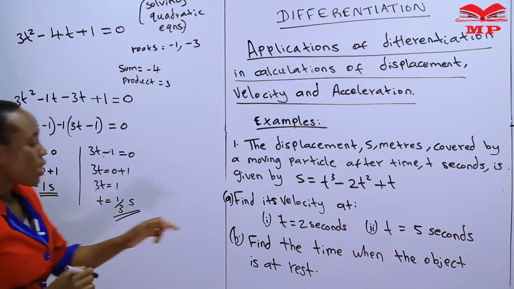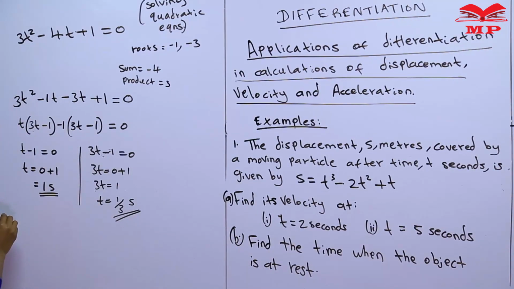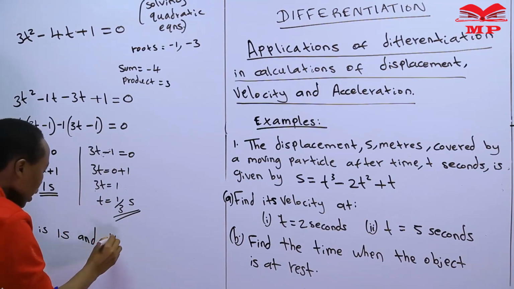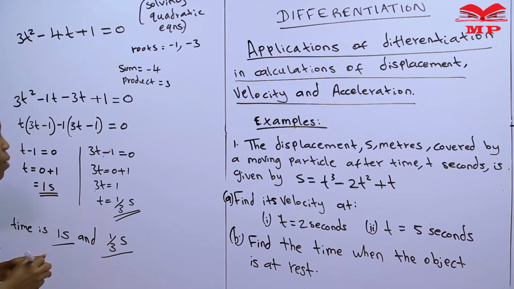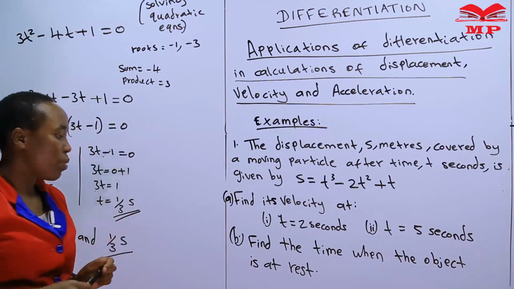And therefore, the time when the object is at rest is when the time is 1 second, and also when the time is 1/3 seconds. That is the time when the object is at rest. So that's how we get the solution for part B, time when the object is at rest.